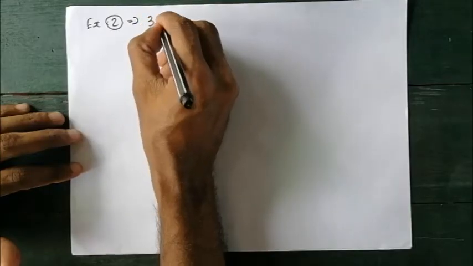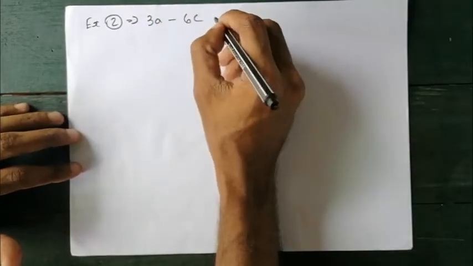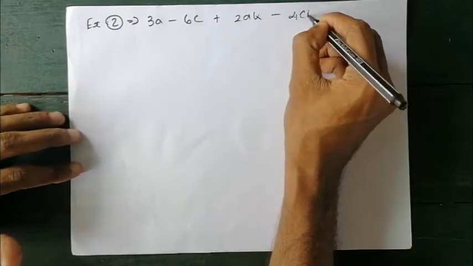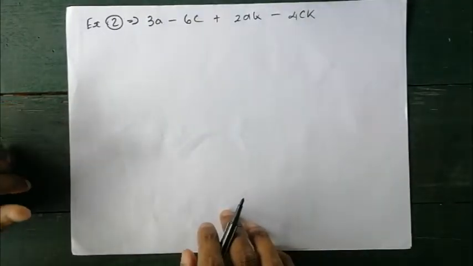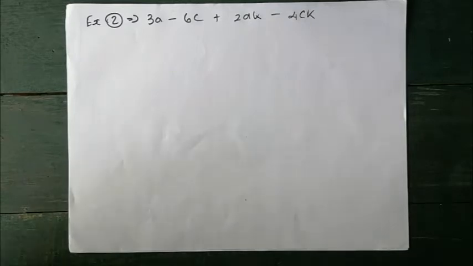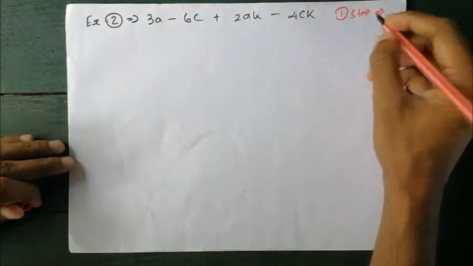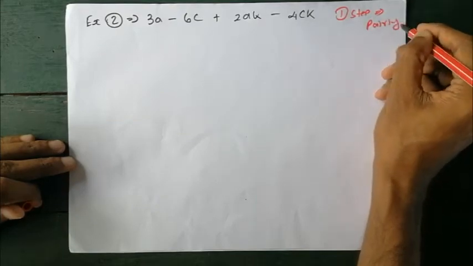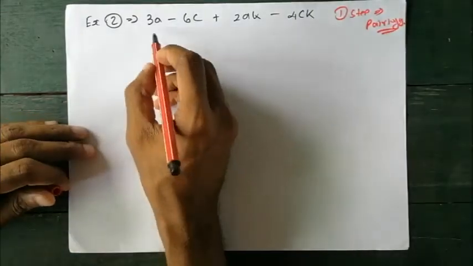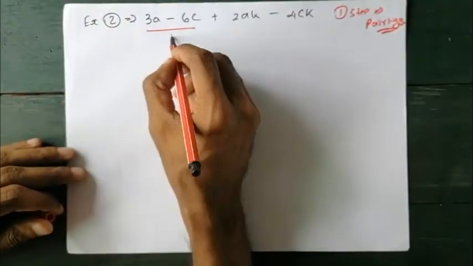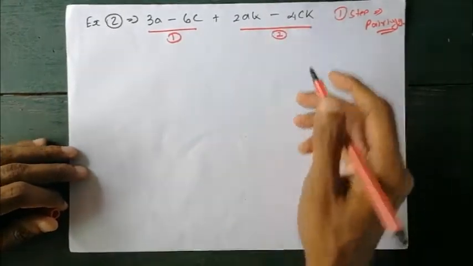Okay, students, on your second example, 3a minus 6c plus 2ak minus 4ck. That is your first example. Okay, so we are going to do it with the first tile. As it is given, we are going to pair. So remember the first step, it's always pairing. Find a pair. How do we do the pairing? As it is, the first and second terms are the first pair, the third and fourth are the second pair.